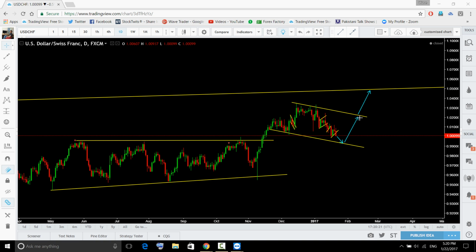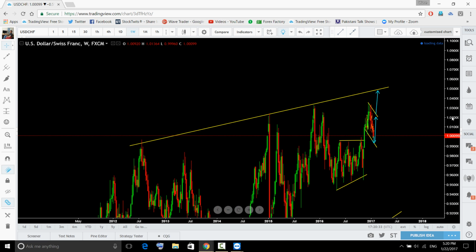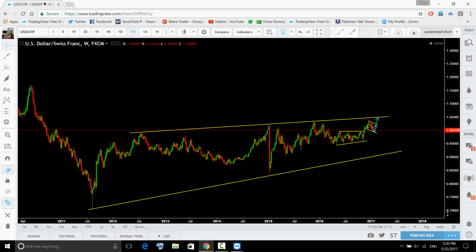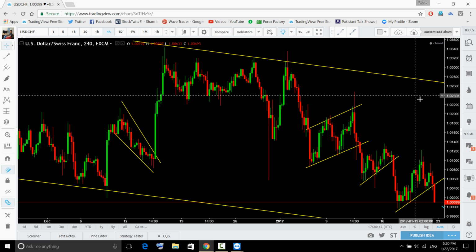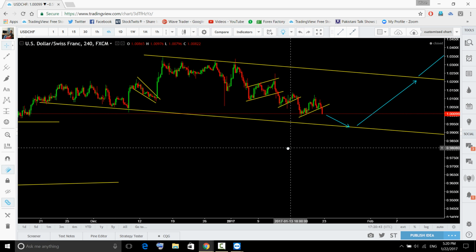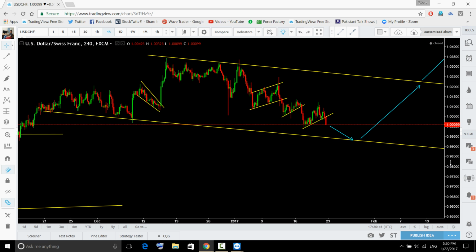The first target is going to be within this channel, at the top. The second target is going to be the upper trend line, the bigger upper trend line. If you look at the weekly, you can see over there. The bigger trend line is going to be the second target. The pattern is forming over there, same like the dollar index.